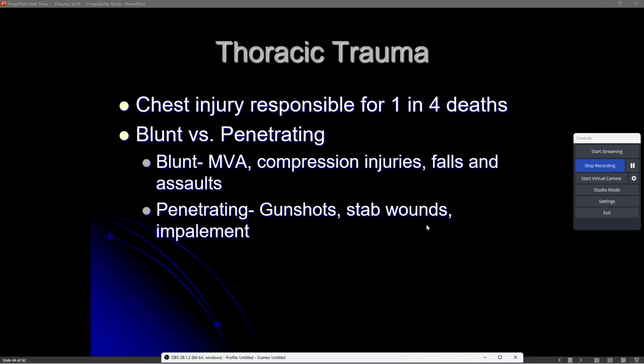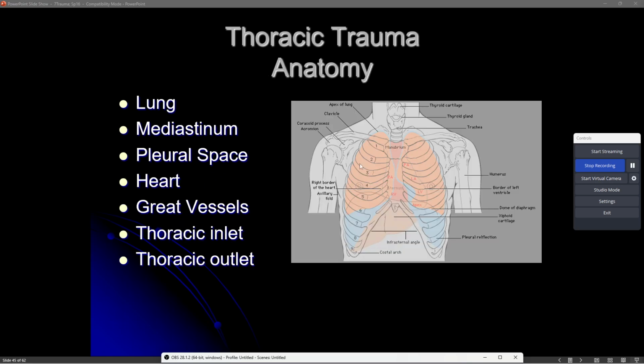Pretty good stuff. Moving forward, we have our chest injuries, which are responsible for 1 in 4 deaths. I would definitely know that. Blunt versus penetrating. Most commonly, our blunts are related to fall injuries, motor vehicle accidents, assaults, especially with blunt objects such as baseball bats, pieces of wood. Penetrating falls into the category of being caused by gunshots, stab wounds, impalements. I fell on something and impaled myself. But for the most part, these are our most common. There are others, but these are our most common causes.